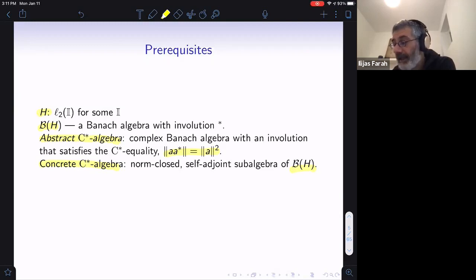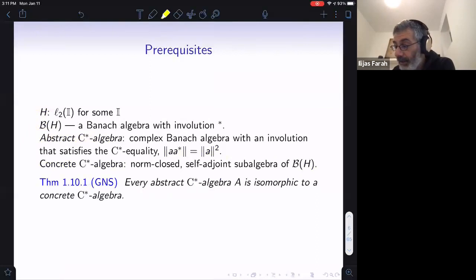It is an exercise in operator theory to prove that a concrete C-star algebra is also an abstract C-star algebra. You just have to check that the C-star equality is satisfied. But the fascinating fact is that the converse is true. That is a theorem of Gelfand and Naimark, which is G and N, that every abstract C-star algebra is isomorphic to a concrete C-star algebra.